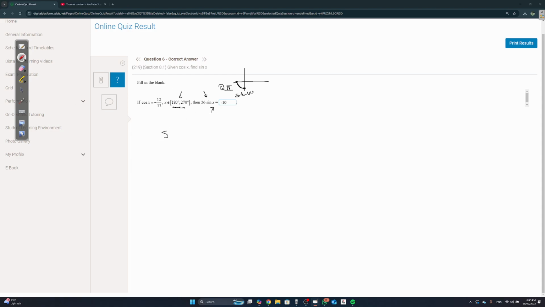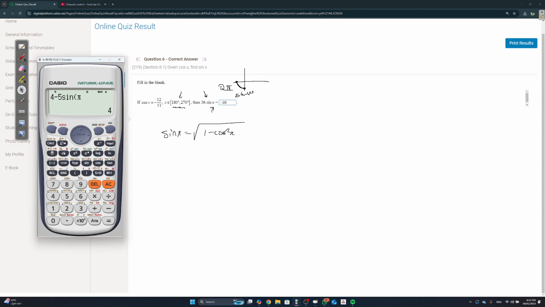Remember, when you relate sine x to cosine x, sine x is equal to the square root of 1 minus cosine squared x. I'm not taking my time anymore because I'm going fast. We're going to take the negative root. Why negative? Because we're in quadrant 3, so sine is negative. So negative root of 1 minus cosine squared x. So 1 minus (minus 12 over 13) squared. And then multiply by 26, you get -10.